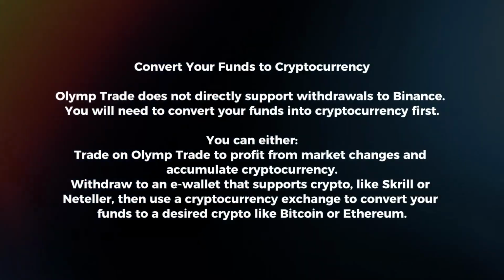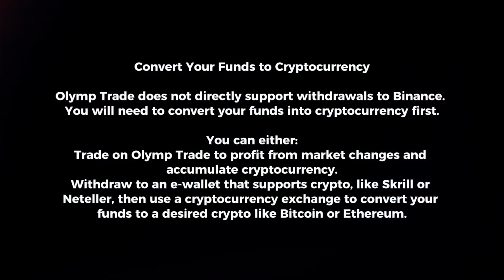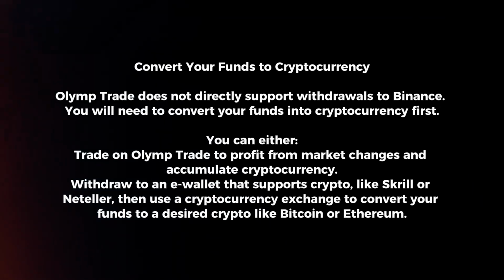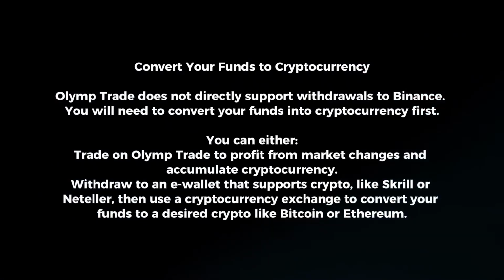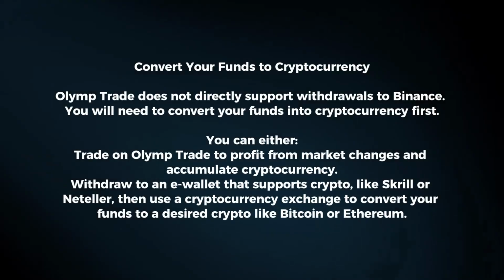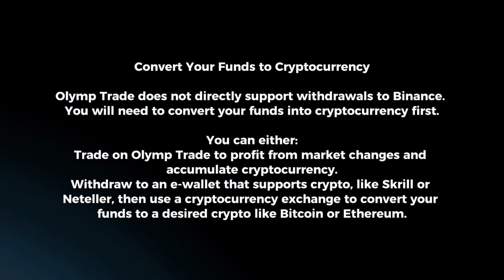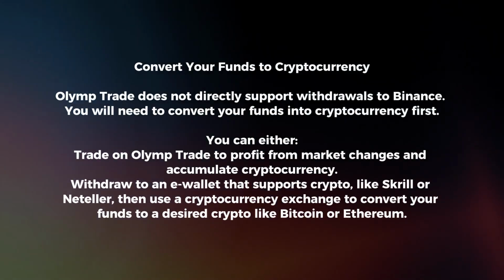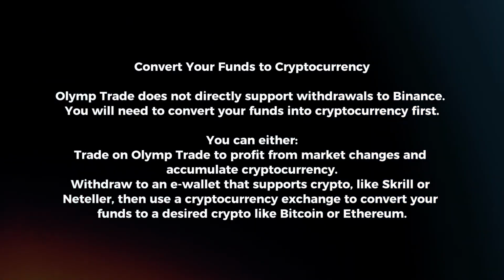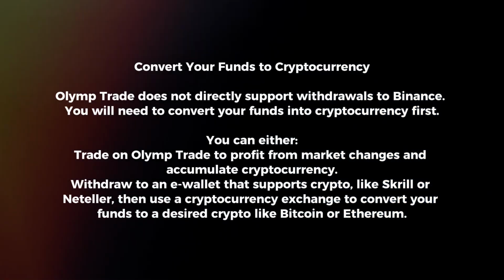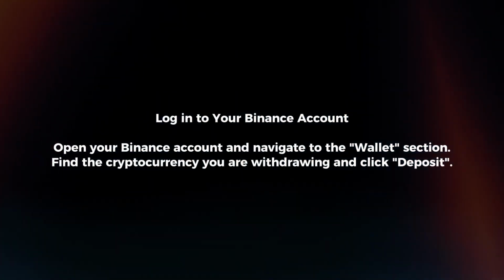Convert your funds to cryptocurrency. Olymp Trade does not directly support withdrawals to Binance. You will need to convert your funds into cryptocurrency first. You can either trade on Olymp Trade to profit from market changes and accumulate cryptocurrency, or withdraw to an e-wallet that supports crypto, like Skrill or Neteller, then use a cryptocurrency exchange to convert your funds to a desired crypto like Bitcoin or Ethereum.